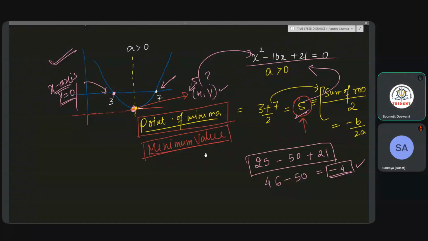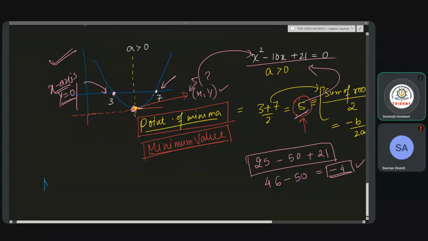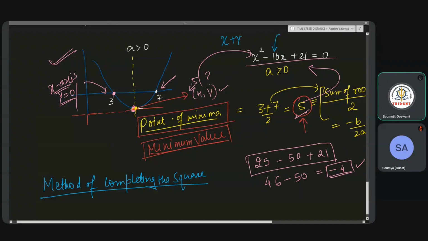And that we do by the idea of completing the square. So there is something called the method of completing the square. What do I mean by that? Obviously, if you realize, this x square minus 10x plus 21 should resemble something like x plus y the whole square. Now this is a perfect square, mind you. x plus y the whole square is a square. Like you substitute some value, 1 plus 2 is 3, 3 square is 9, 9 is a perfect square.